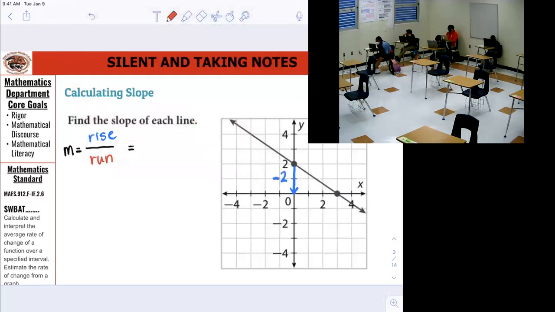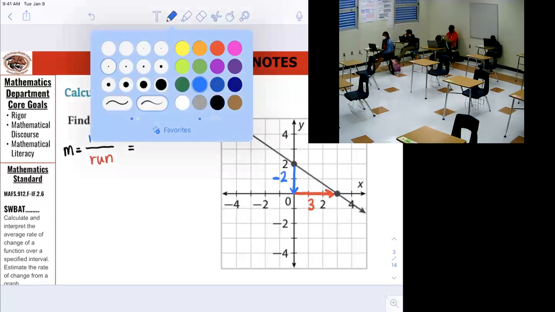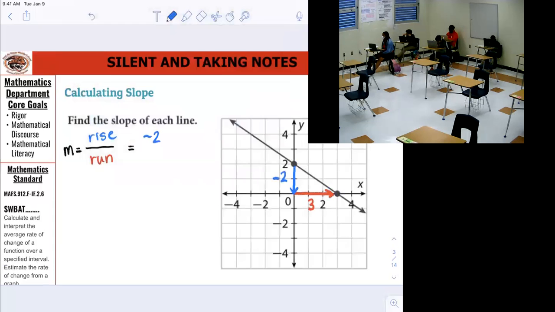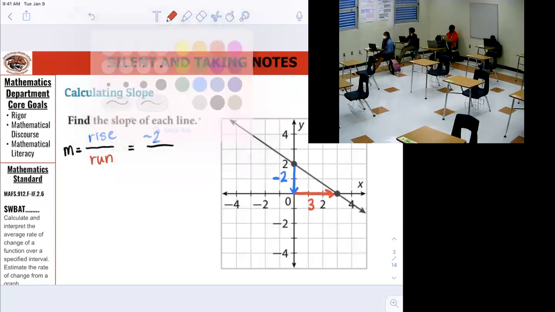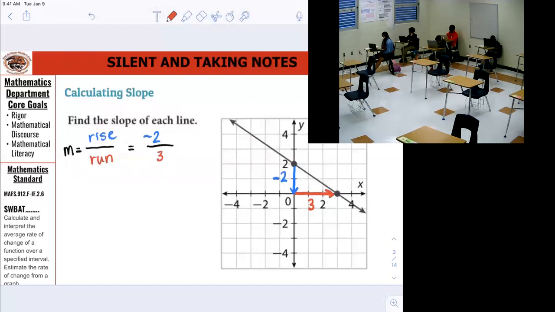And what is my run? 3. Good, 3. So rise over run, what's my rise? -2. My run is 3. Can I simplify that fraction any further, or should I leave it just like that? Leave it like that. Yeah, I can leave it like that because you can't really simplify it any further. So my slope, my constant rate of change, is -2 over 3.